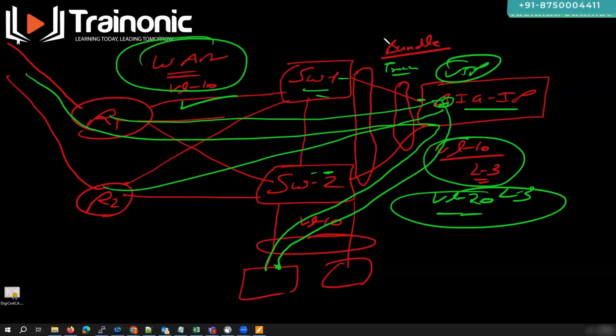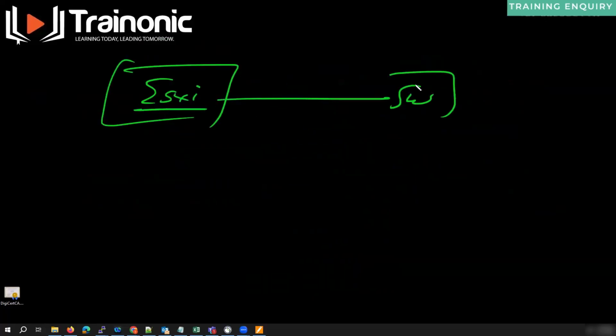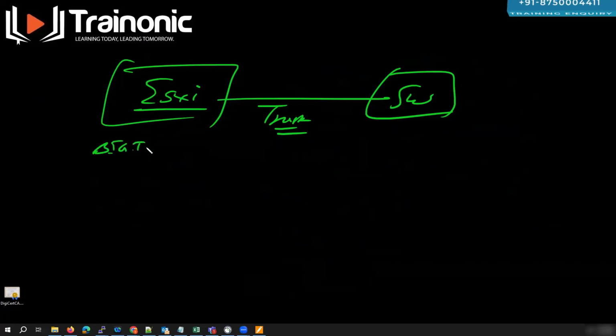In our case, we do not have a physical Big IP. We have got a virtual Big IP, right? So we have got the ESXi server, which further connects with a physical switch, and that is a trunk port. In most cases, it will be a trunk port. I'm deploying the Big IP here, right?